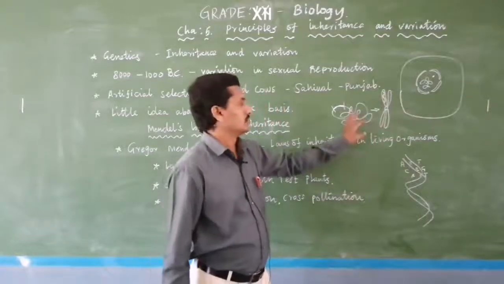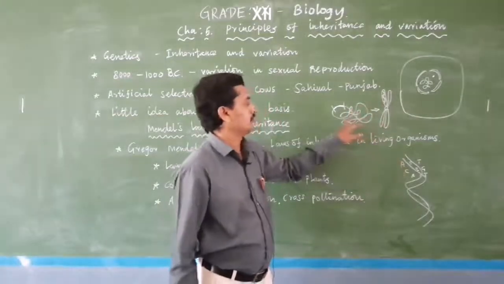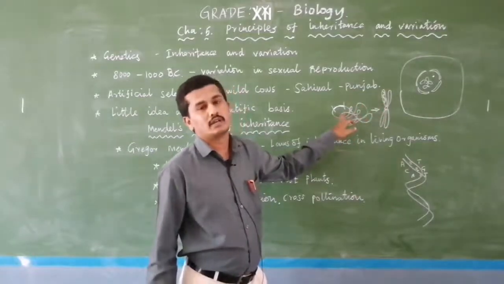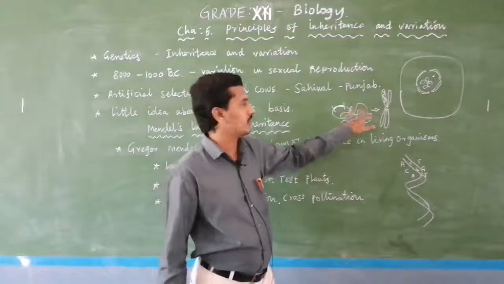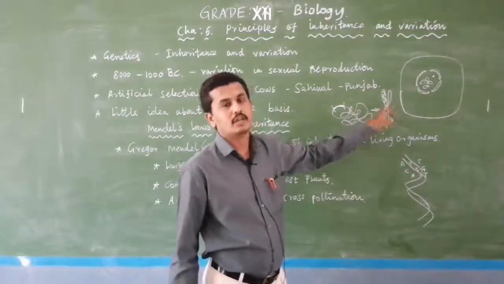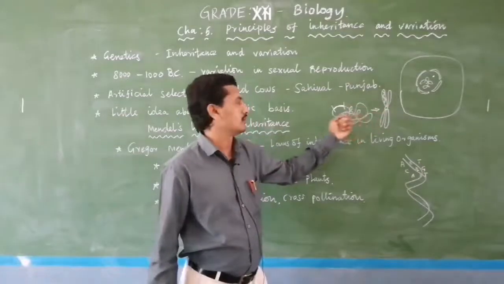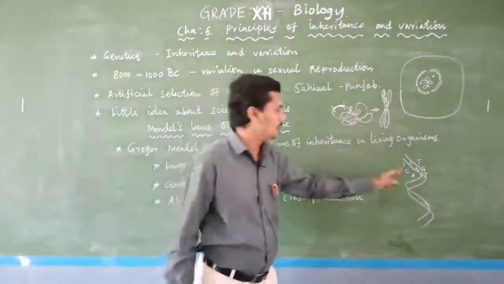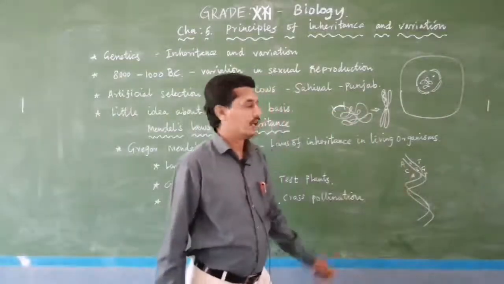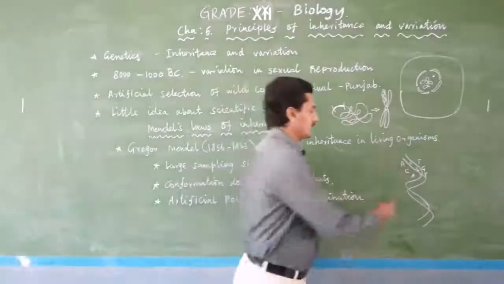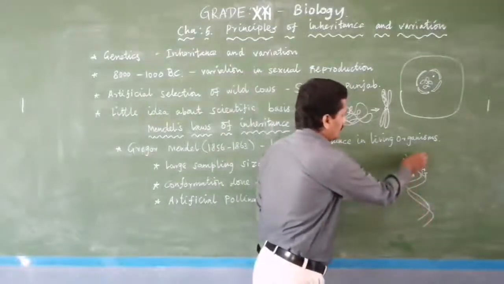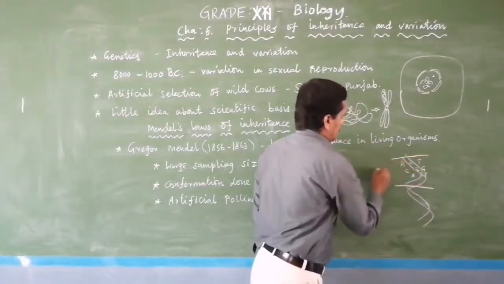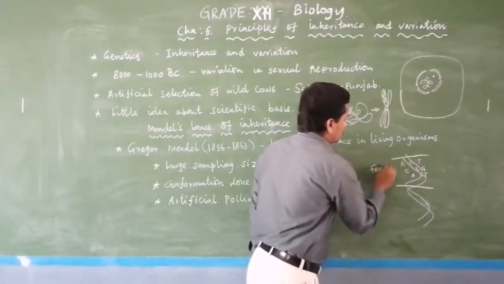Okay, so where is the DNA present? Inside the chromosomes or inside the chromatin reticulum. During cell division, the DNA is present inside the chromosome. In a normal cell, the DNA is present inside the chromatin reticulum. Inside the DNA, for example, this is DNA, a segment, a part, is known as a gene.